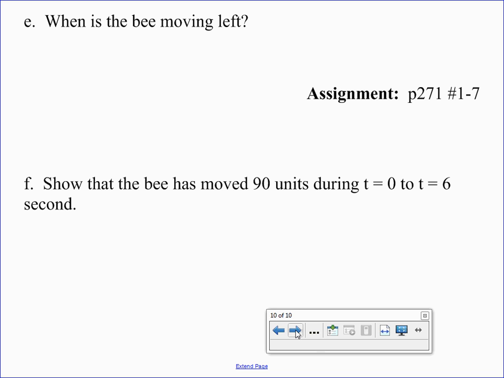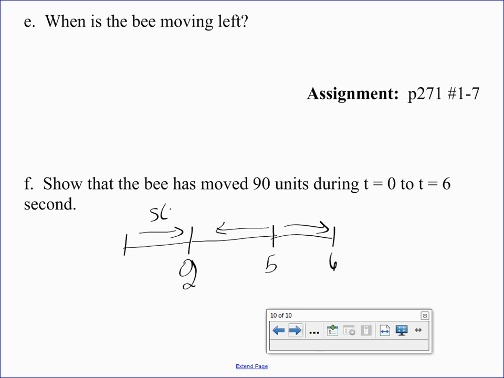Now question F says, how could you determine how far the bee went? So again, from 0 to 2, we have the bee going forwards. From 2 to 5, it's going backwards. And then from 5 to 6, which is the boundary here, we're going forwards again. So what we need to do is find, well, how far did the bee go during the first 2 seconds? and then add to it, well, how far did the bee go during the seconds from 5 back to 2, so that's 3 seconds, and then how far did the bee go during the last portion.